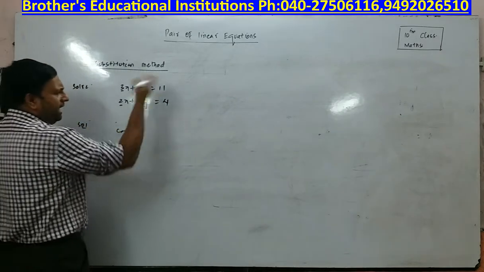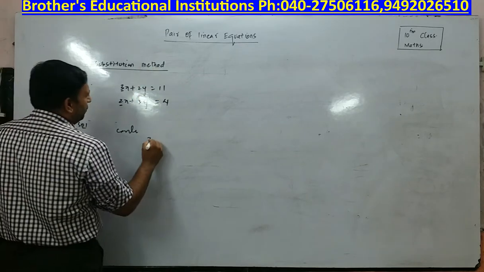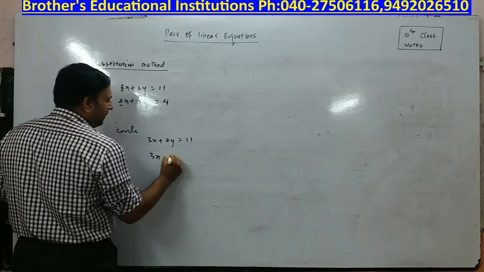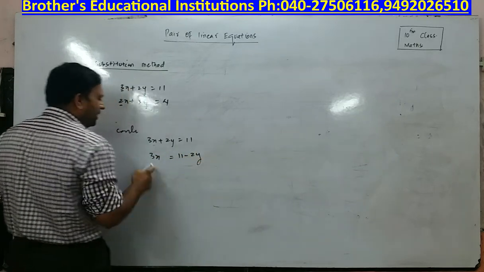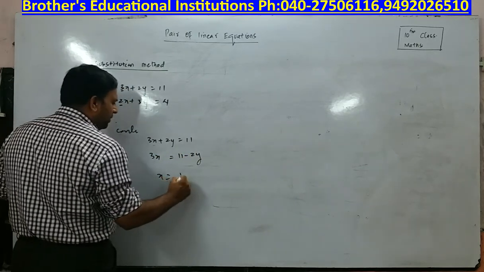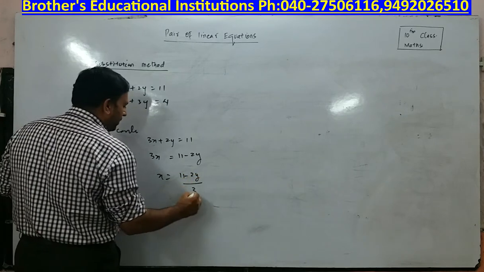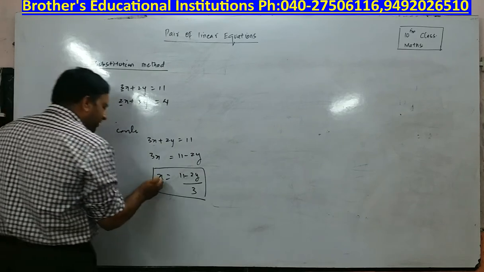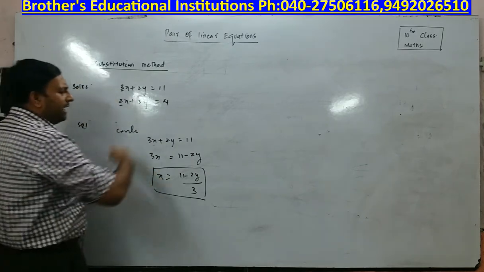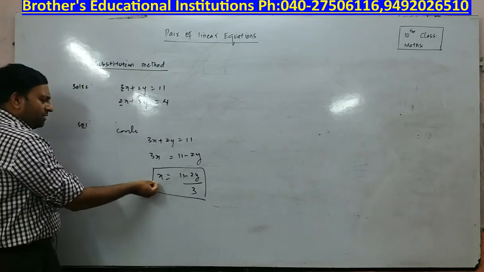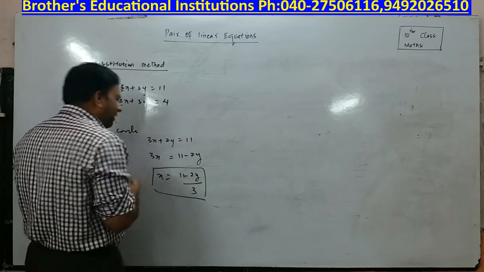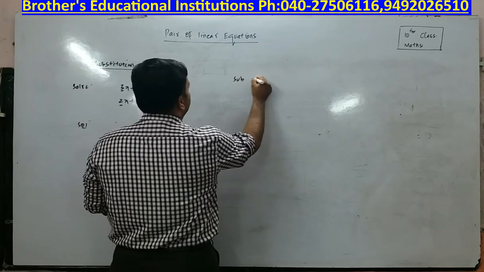Solution. Consider any one equation, I will take 3x plus 2y is equal to 11. I write 3x is equal to 11 minus 2y. Followed by, I will write x is equal to (11 minus 2y) by 3. So what I am going to do in substitution method, I write left side x completely and right side in terms of y. Only x will be on the left hand side and right side you will have things in terms of y.